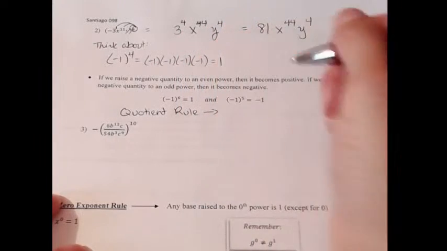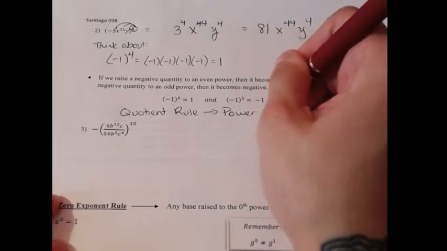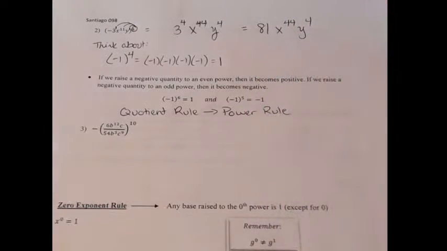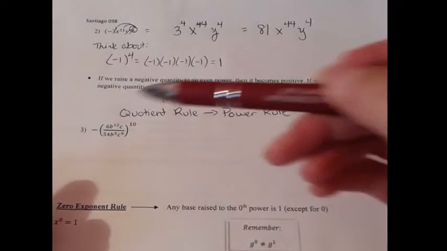After you apply the quotient rule for number 3, then I want you to apply the power rule. I just want to give you a couple minutes. Just take 2 minutes, play around with this, see how it goes. Remember, apply the quotient rule first, then apply the power rule. 2 minutes starting now.